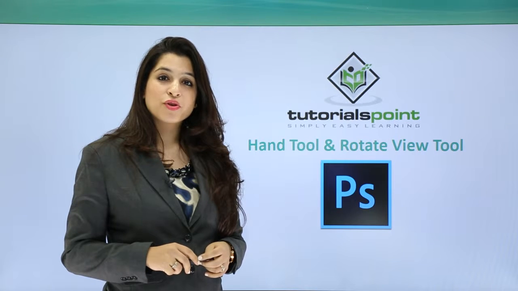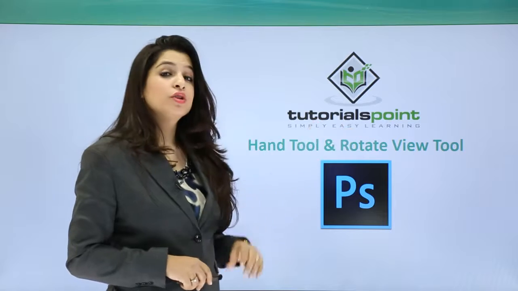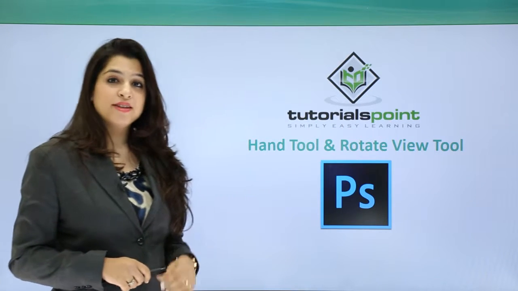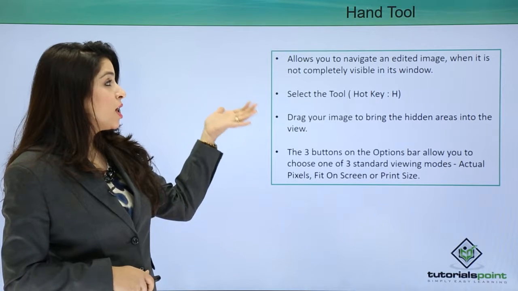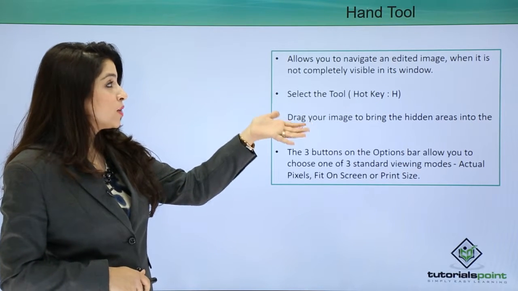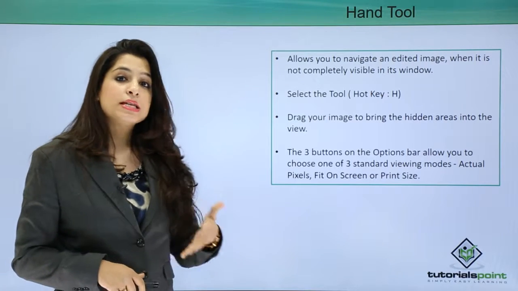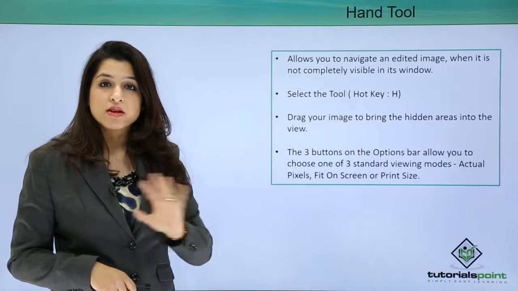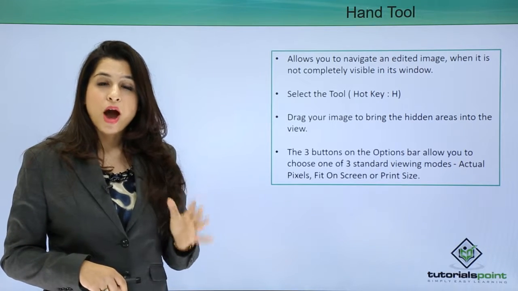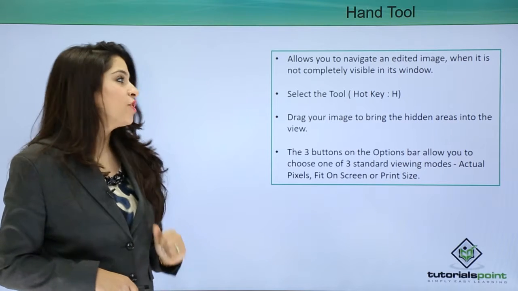Hi, in this tutorial we will learn about the hand tool and the rotate view tool. So let's go ahead and learn about these tools. The hand tool basically allows you to navigate and edit an object where it is not completely visible in your window. Say you have zoomed into a picture and you're dragging around to see what to do. So the hand tool will help you move around your image.